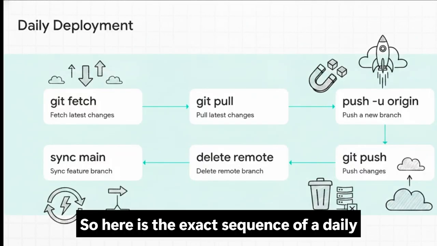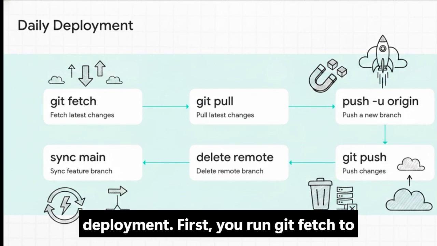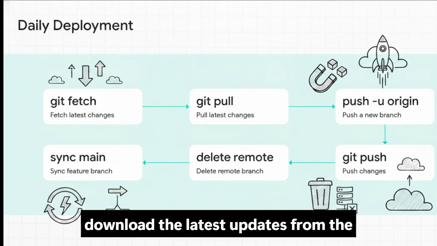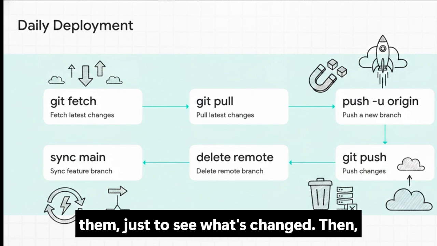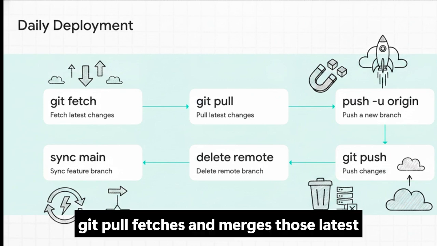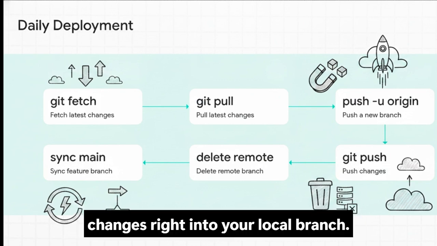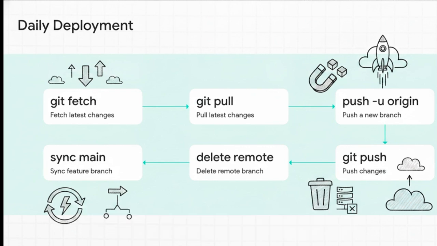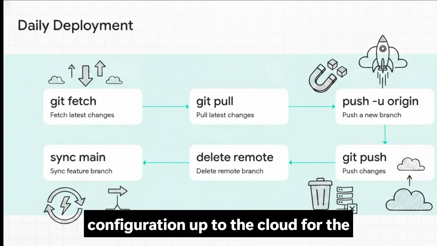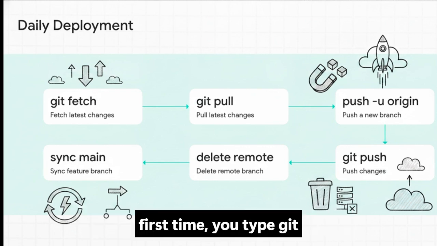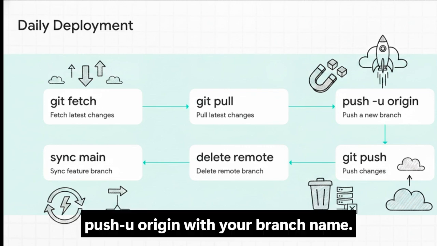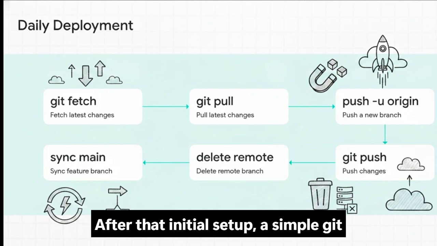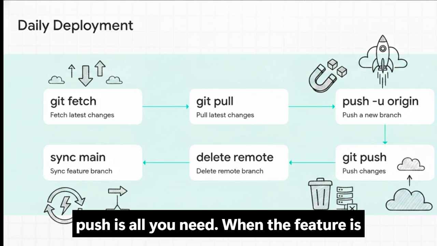So, here is the exact sequence of a daily deployment. First, you run git fetch to download the latest updates from the remote server without actually merging them, just to see what's changed. Then, git pull fetches and merges those latest changes right into your local branch. Now, to send your new Docker configuration up to the cloud for the first time, you type git push -u origin with your branch name. After that initial setup, a simple git push is all you need.